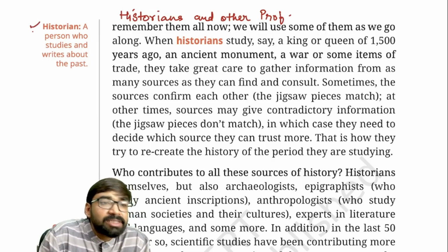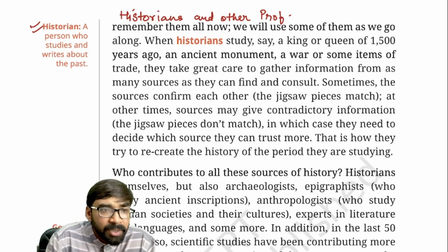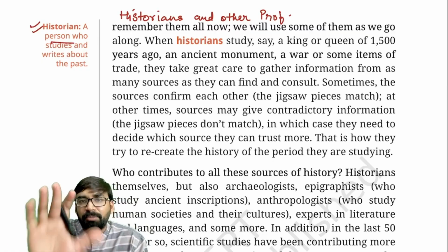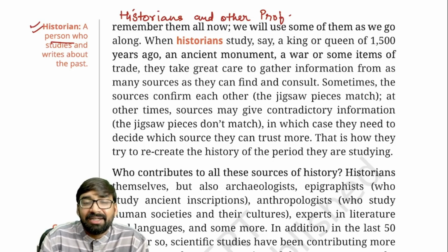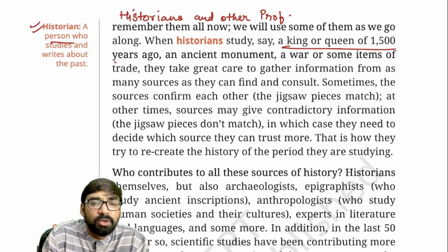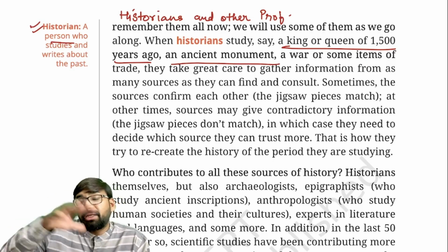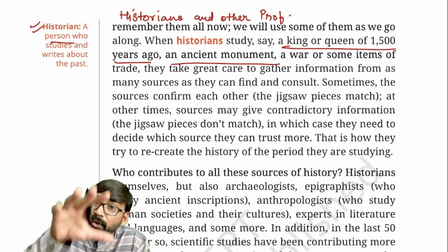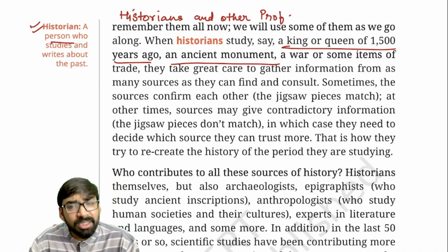Now, what is a historian? Who is considered a historian? Historian किसको कहा जाता है? A person who studies and writes about the past is called a historian. है ना? When historians study, say, a king or queen 1500 years ago, an ancient monument or a war or some items of trade, they take great care to gather this kind of information, and they consult with other sources also. Getting my point? They consult with other sources also.